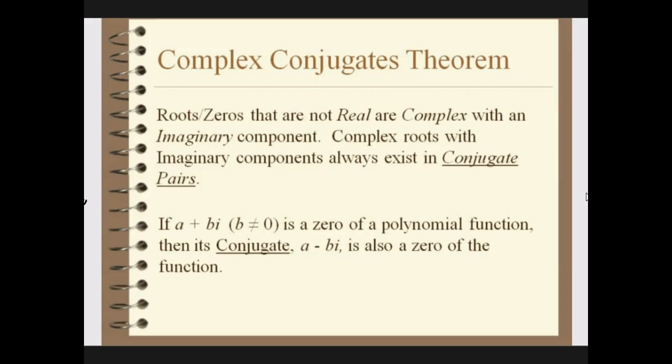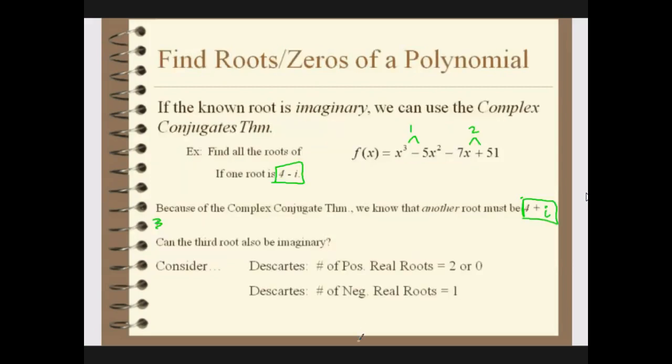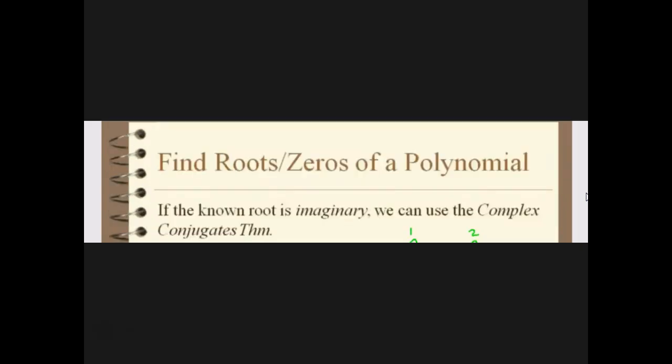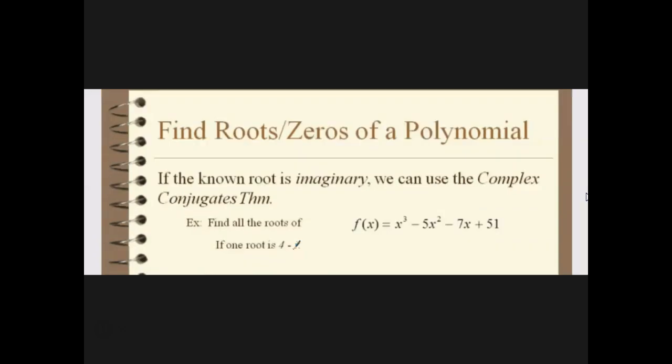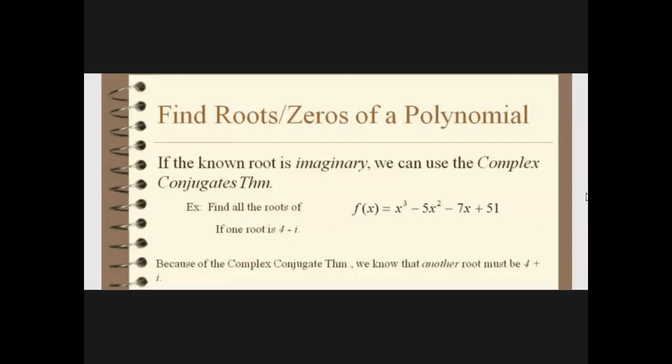So let's look at a pair of complex conjugates and talk about how they work. If the known root is imaginary, then we can use the complex conjugate theorem. So if one root is 4 minus i, then we also know that the other root is 4 plus i.